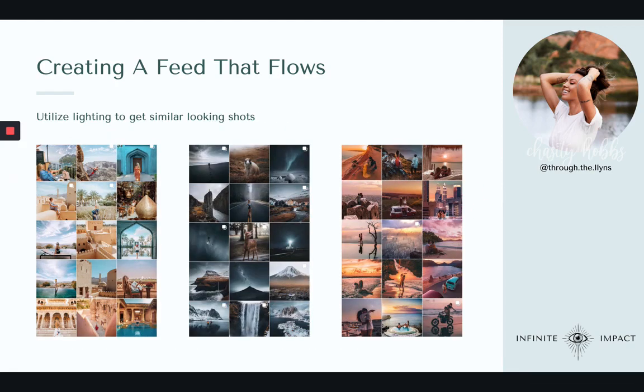The next thing you can do is utilize lighting to get similar looking shots. As you can see on the one on the very left, all these shots look like they were taken throughout the day. You can see blue sky, you can see clouds, and this makes her entire feed a little cohesive. And then the one in the middle, it looks like a lot of the shots were taken at night or dusk. And something to consider too is where you live is really going to have a big effect on the overall mood or lighting that you get.